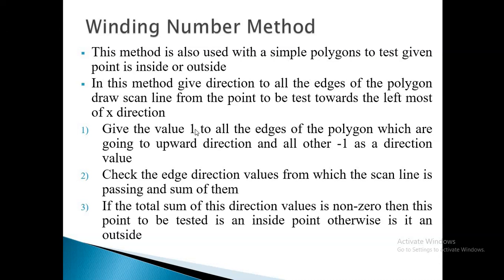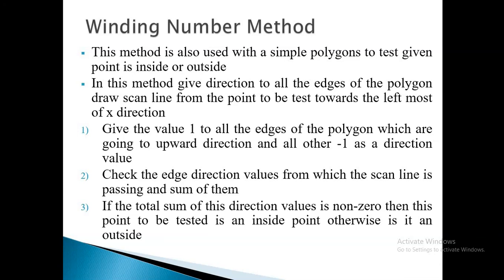So here are some steps. First, give the value 1 to all the edges of the polygon which are going in the upward direction, and all others get minus one as the direction value. Second, check the edge direction values through which the scan line is passing and sum them. Third, if the total sum of these direction values is non-zero, then the point is tested as an inside point, otherwise it is outside. So with the help of the winding number method, we find out whether the point is inside or outside of the polygon.